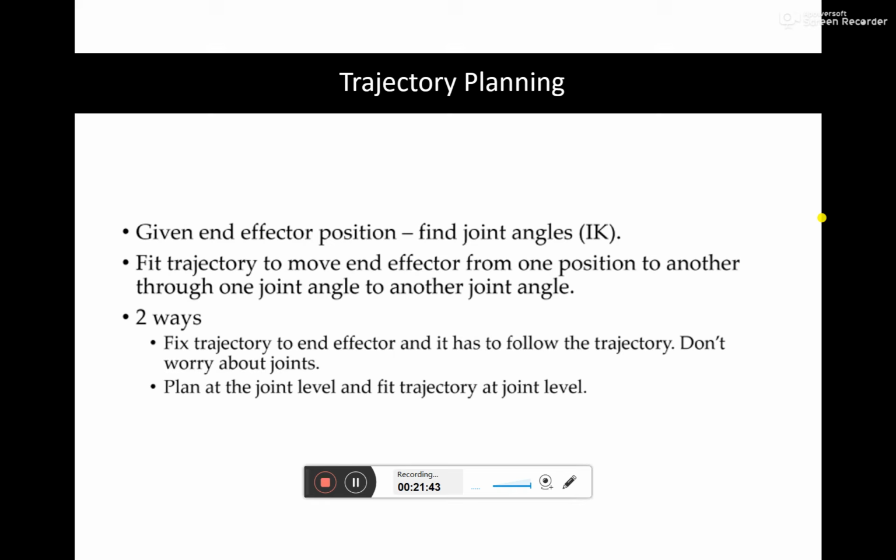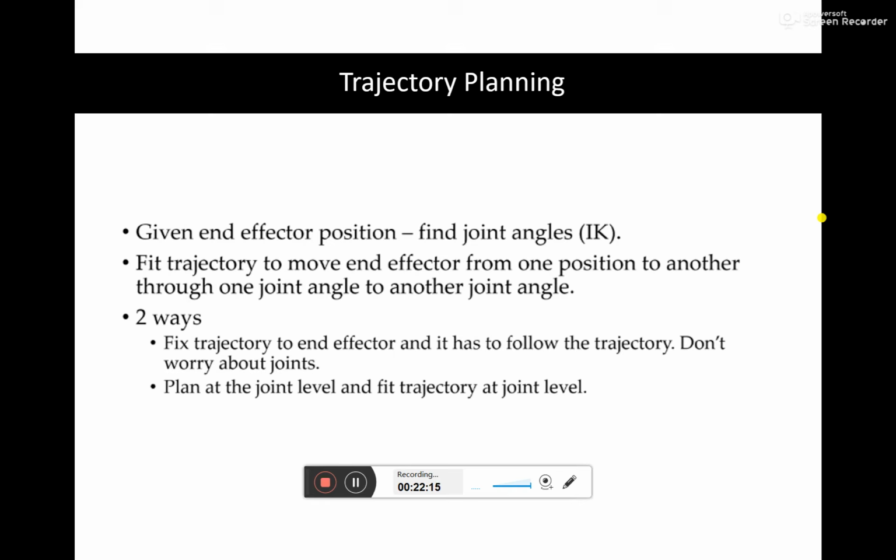Next, we are going to perform the trajectory planning. For the given end effector position, find the joint angles, because to reach that end effector position, the joints have to perform certain movements. For that, you have to find out the joint angles.